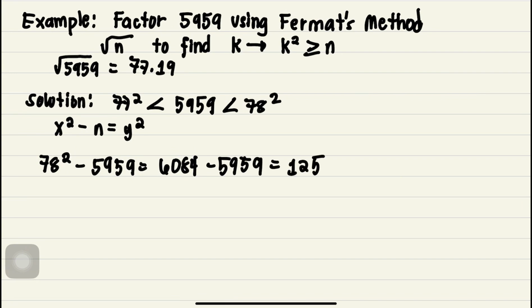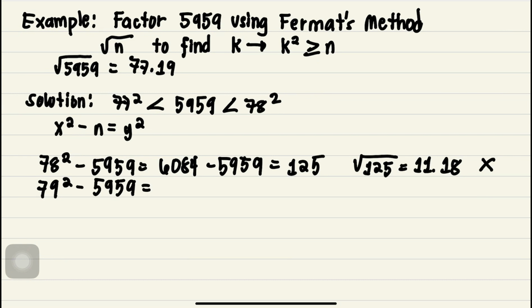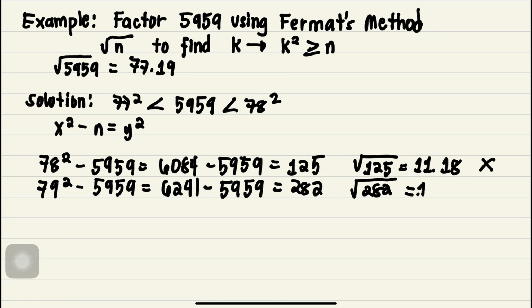Let's check if 125 is a perfect square. Square root of 125 equals 11.18. So this is not a perfect square. So we increase the value of x. We take 79 squared minus 5959 equals 6241 minus 5959 equals 282. Square root of 282 equals 16.79. Still not a perfect square. So we continue the process.